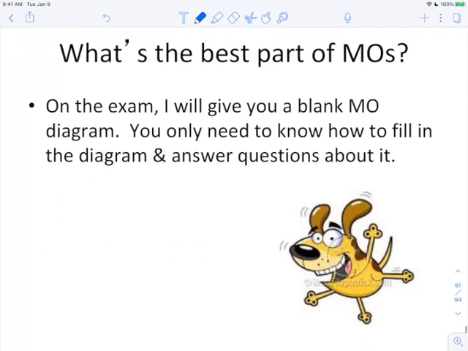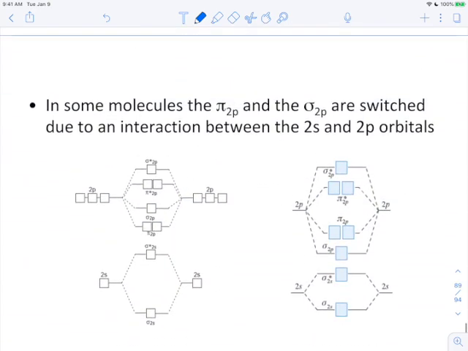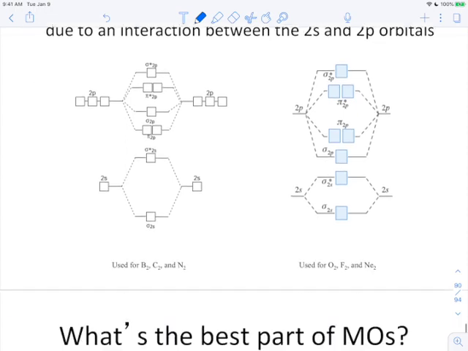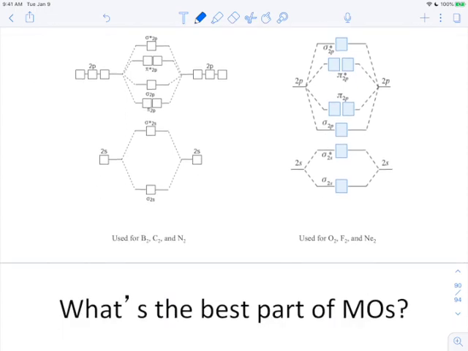All right. So the best part of MOs is that you're given the diagram, and what you need to do is fill up that diagram and then answer questions about that diagram. So it has to do with the energy levels and an interaction that happens between the 2s and the 2p orbitals. I'd have to take a look and see what the details of those interactions are, but yeah, we just have the 2s and the 2p start having an interaction, but again, I'd have to take a look and see what exactly that interaction is.